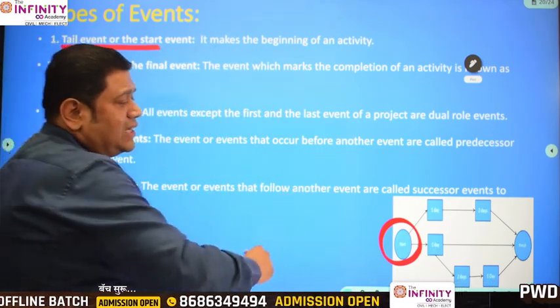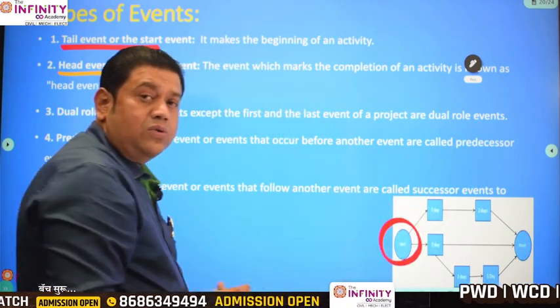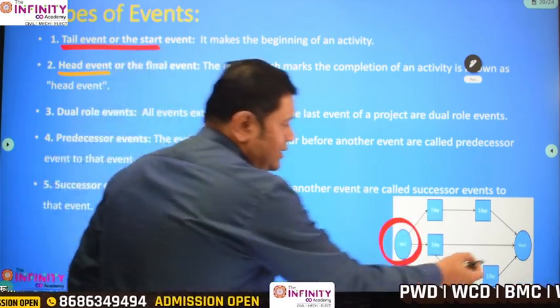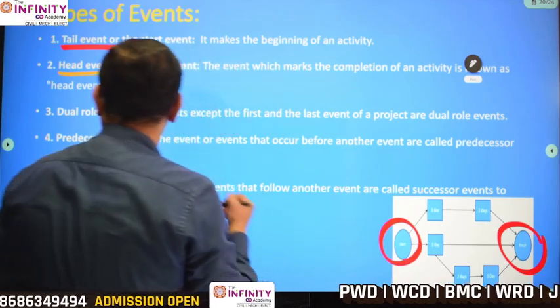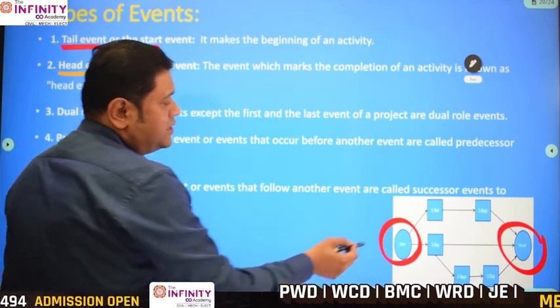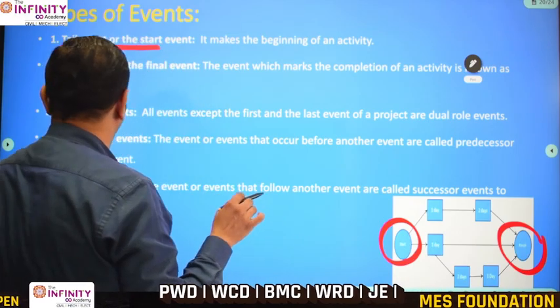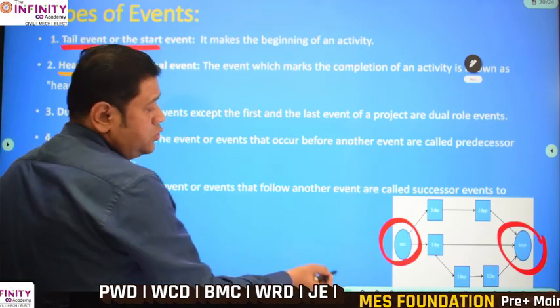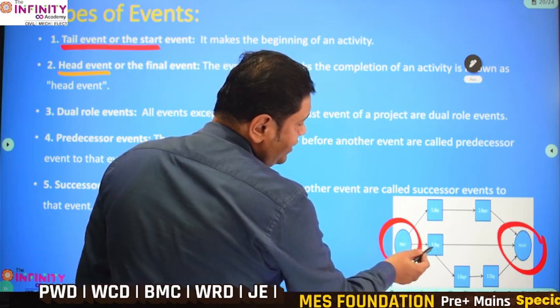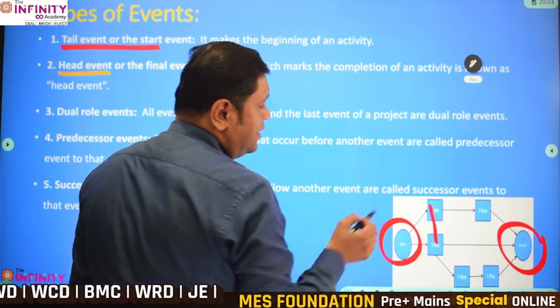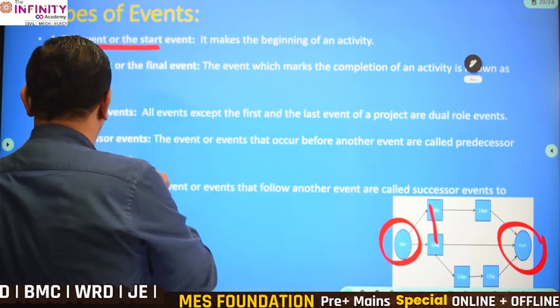The event which is further ahead and is going to travel along the time is called a head event. The event which starts parallel to each other is called a concurrent event or a dual role event. So in this particular network, this and this are starting together. So these are dual or concurrent.